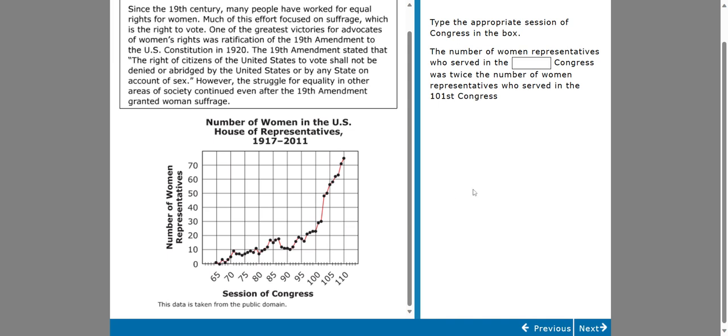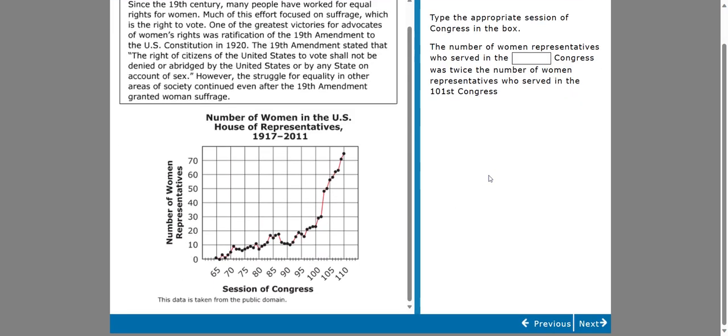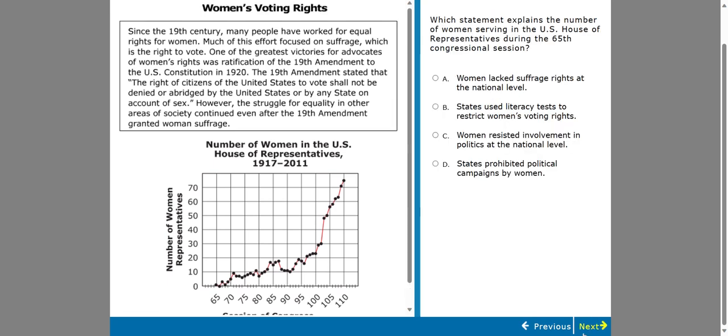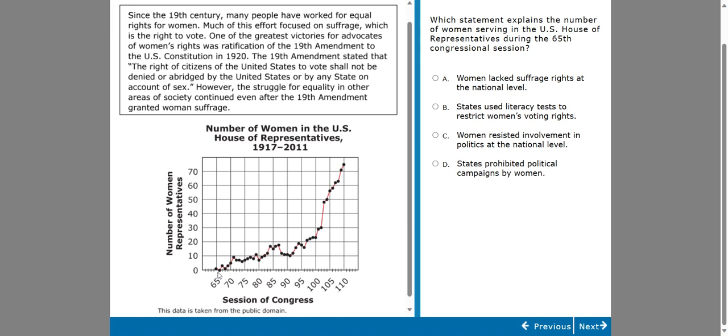So notice the number of steps it takes, right, writers, just to answer that question. And that was question number 5. Moving on to the next question. Which statement explains the number of women serving in the U.S. House of Representatives during the 65th congressional session? And so you have to go down here and basically explain why that is. Again, a little bit of inferring, and you have to know what was happening during that time period. Because again, we're talking about 1917 to 2011.